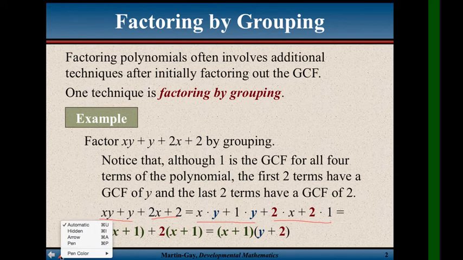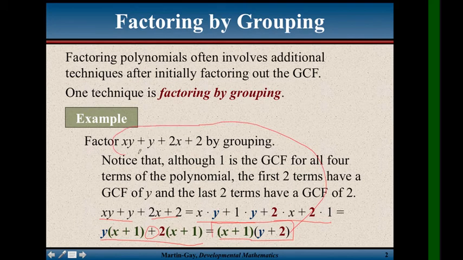Then we get the GCF. The GCF of this expression is x plus 1. x plus 1 divided by x plus 1 is 1, times y is y, plus, get the positive sign, x plus 1 divided by x plus 1 is 1, times 2 is 2. So therefore, the factors are x plus 1 times y plus 2 for this particular example.